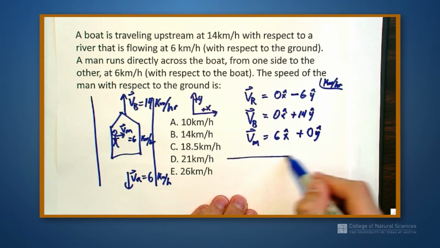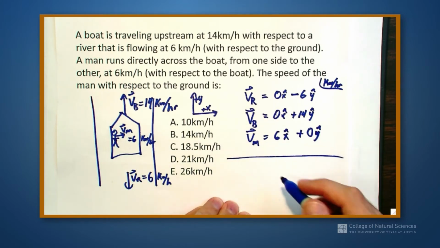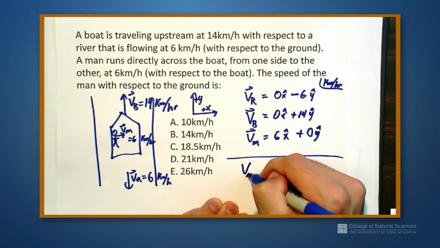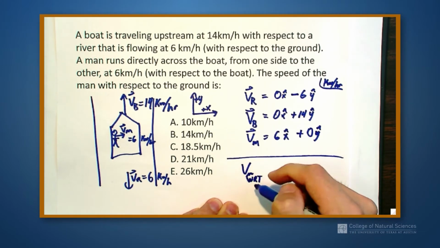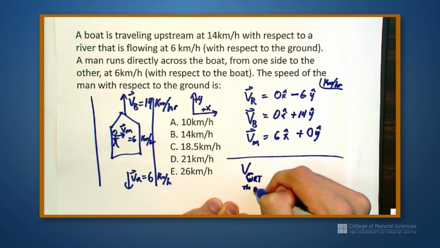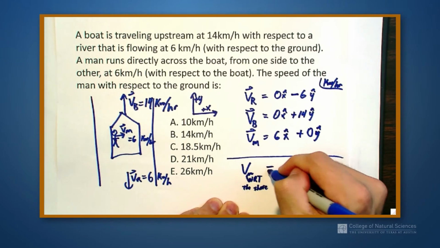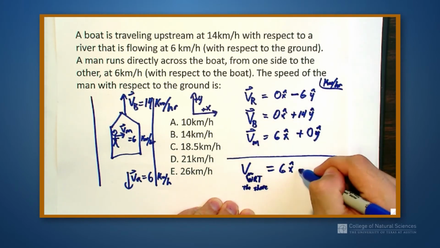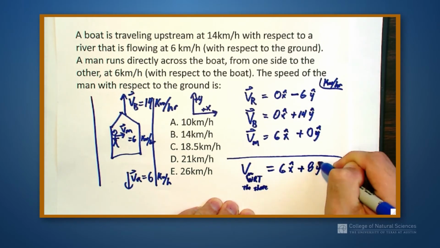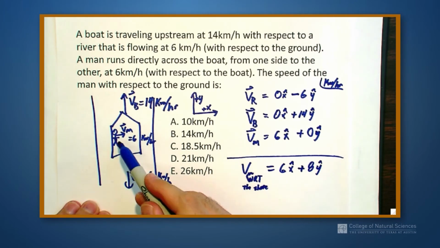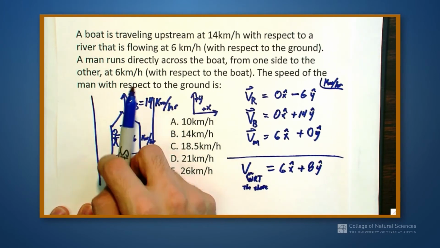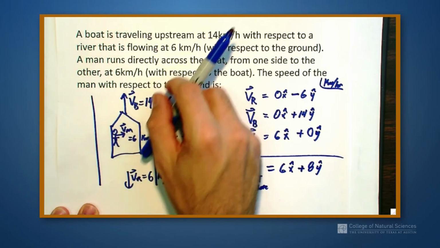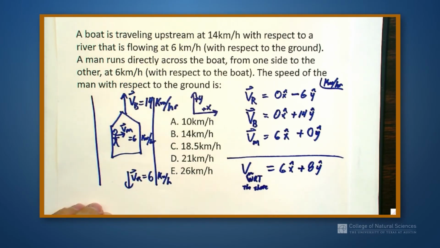So logically, we can go through this and just add up these vectors. So the speed of the man with respect to the shore is equal to 6 in the x direction plus 8 in the y direction. So that means this person is going 6 over and 8 up. So it's going in an up and to the right sort of mode.